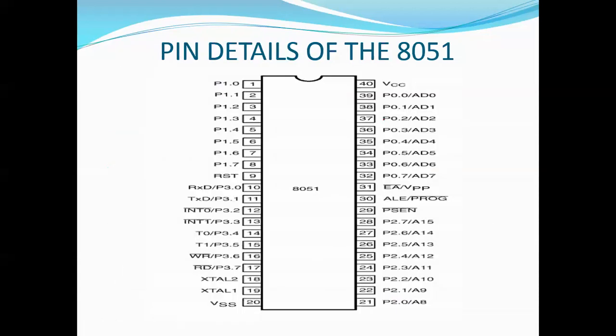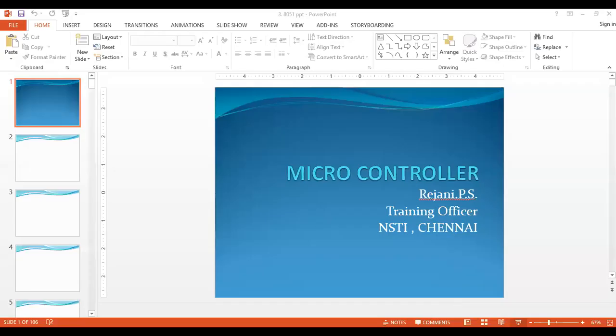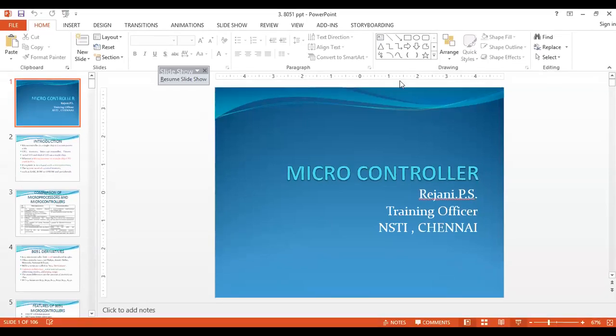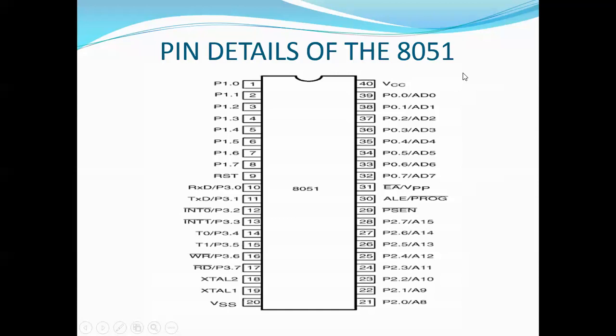This is the pin detail of the 8051. Here I have given the 40 pin IC. The 40 pin IC is divided into four ports. Most of the pins are input output pins. Out of 40, a total of 32 pins are used for IO purposes, input output data transfer. Here the total 32 pins are divided into four groups.